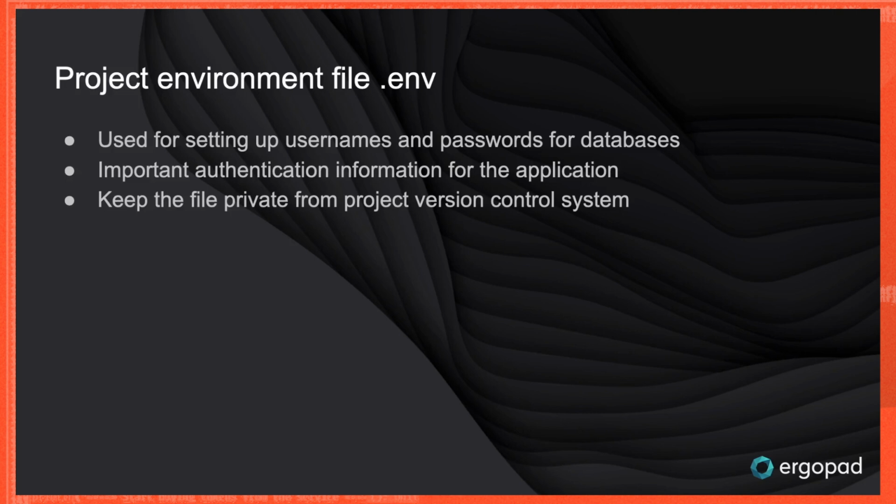So now that you've set up the Python libraries and know how to run the tests, now we're going to look into the ErgoPad API and running the Docker container for this. So the first step is setting up the environment file, and this is where you put your usernames and passwords for the various databases we use, as well as authentication information. And it's very important to keep this file private from the actual repository itself, so you don't make it part of your Git commit.